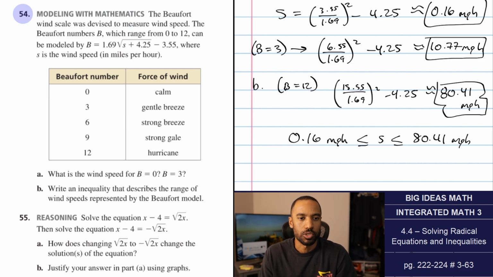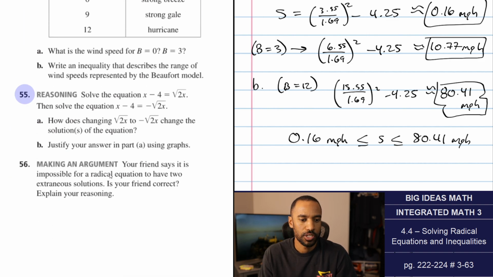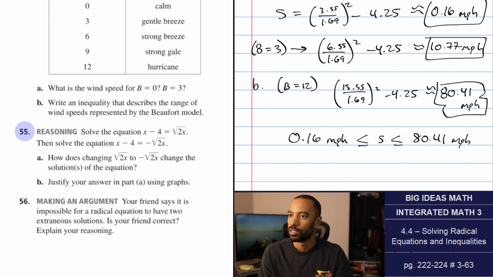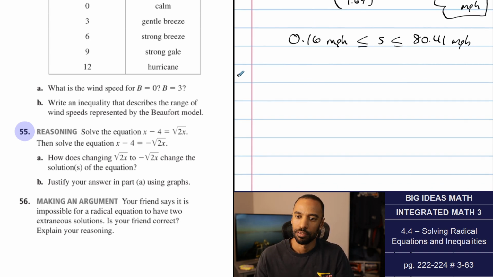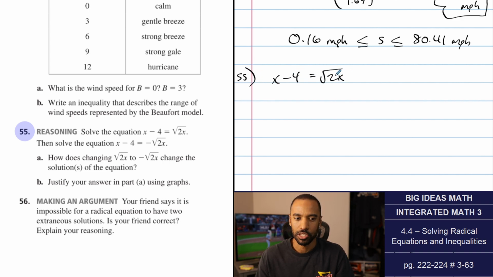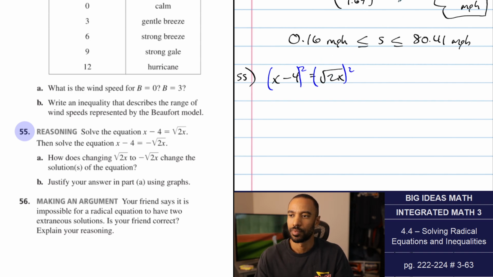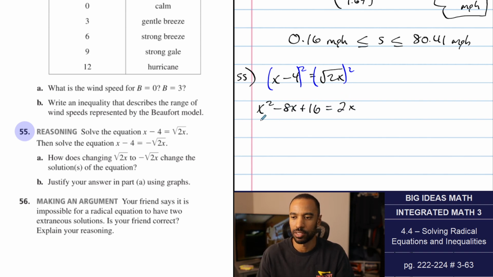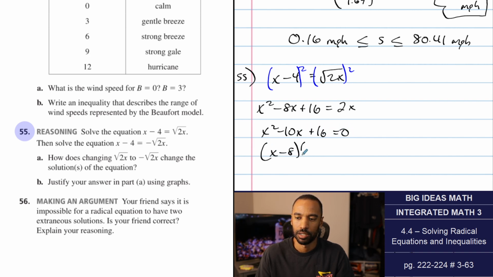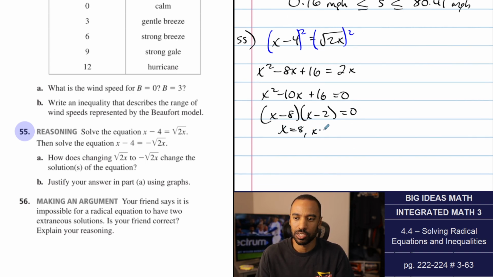Okay. All right, let's go to number 55. Reasoning. Solve the equation x minus 4 equals square root of 2x. Then solve the equation x minus 4 equals negative square root of 2x. Okay. So this one, we square both sides. We get x squared minus 8x plus 16 equals 2x. Subtract the 2x over. Factor, and solve, and you get x equals 8, x equals 2.